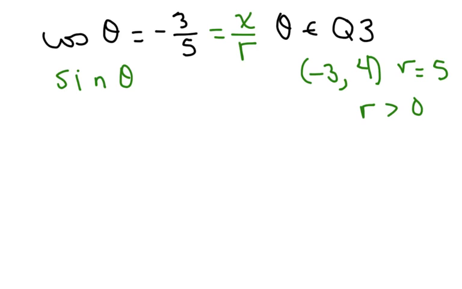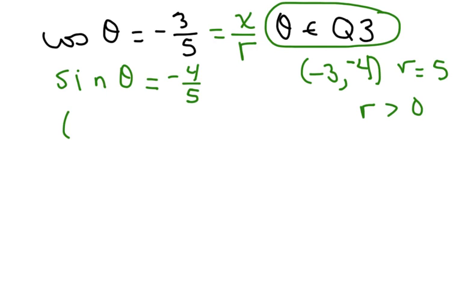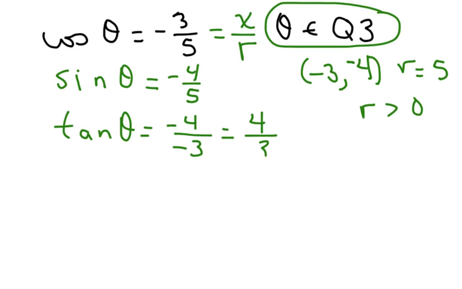The only question I have is if we're in quadrant 3, is y positive or negative in quadrant 3? It's negative. So I'm going to put a negative here, and sine is going to be negative 4 over 5. Tan, we talked about this earlier, is y over x. So this is going to be negative 4 over negative 3. Two negatives make a positive, so that's 4 over 3. That's why in quadrant 3, tan and cotan are always positive.